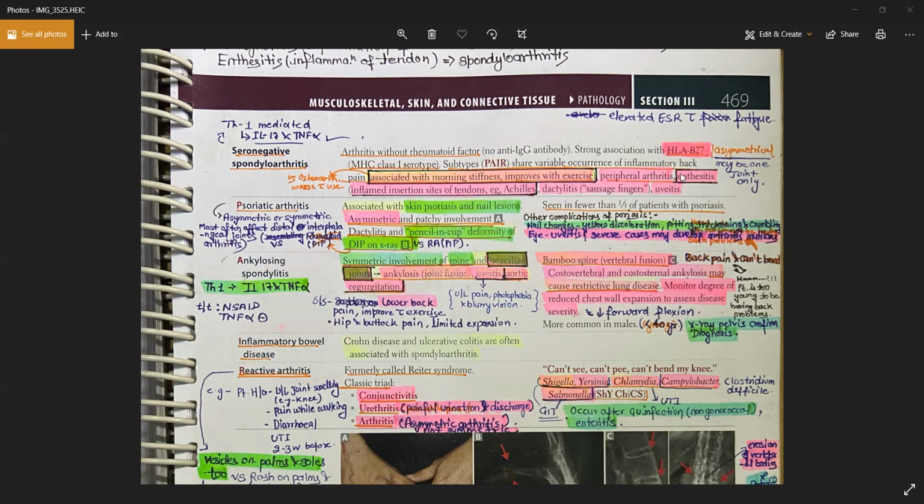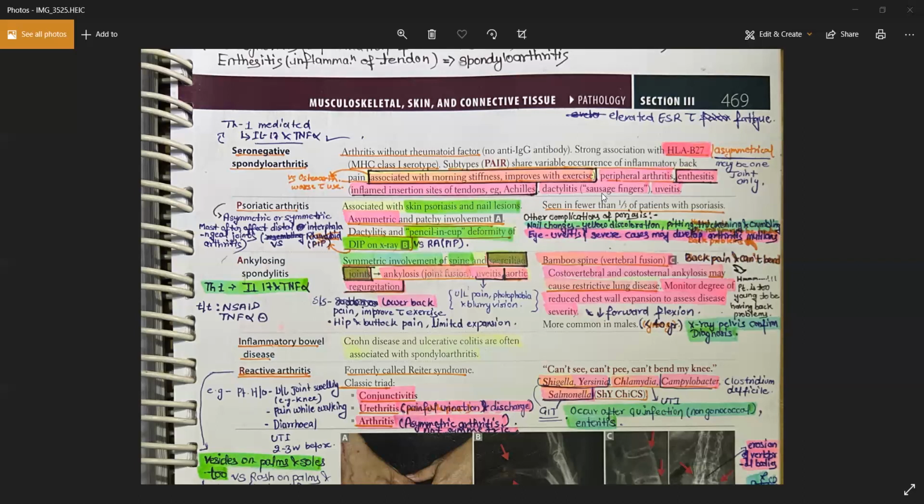The patient will have a peripheral arthritis, just like rheumatoid arthritis, of course, right? And along with that, they also have enthesitis, which is the inflammation at the insertion site of the tendons, where the tendons insert at the bone. The patient will have joint pain as well as tendon pain at the site of insertion. The most common location is the Achilles tendon, so the patient will generally complain of pain at the heels because of that, right?